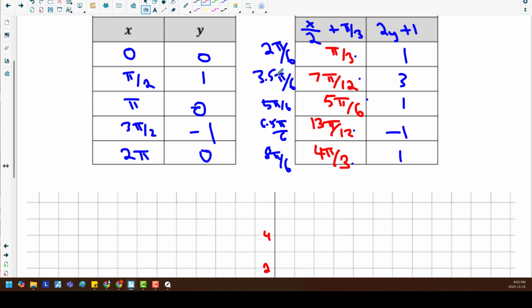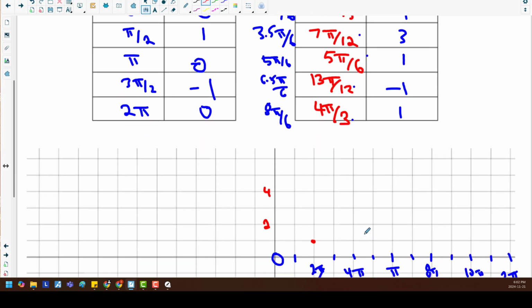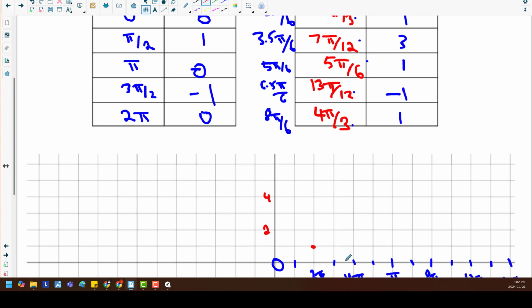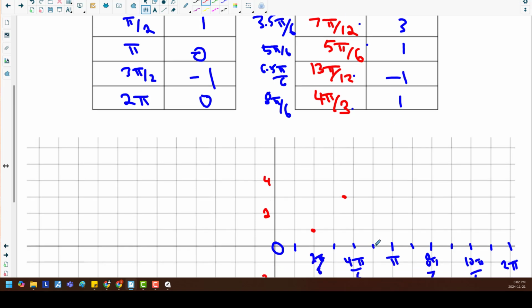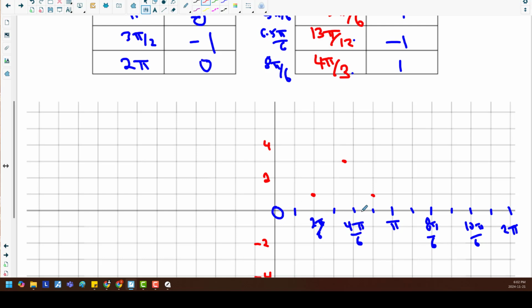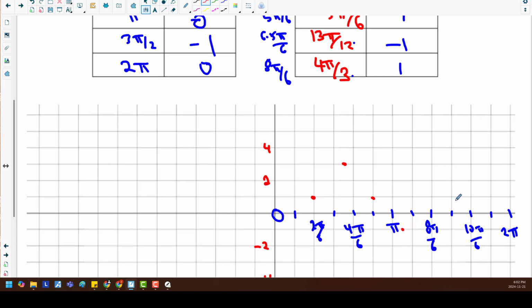3 pi over 6, 3.5 pi, sorry, so 3.5 pi. So 3 pi over 6 is here, 4 pi over 6, 3.5 is in the middle here, and that is going to be a value of 3, so that's here. Then we have 5 pi over 6, which is here, and that's going to be a value of 1. Then we have 6.5, so 1, 2, 3, 4, 5, 6, 7, so right here in the middle, and that's -1. And then we have 8 pi over 6, which is 1. And this is how it graphs.